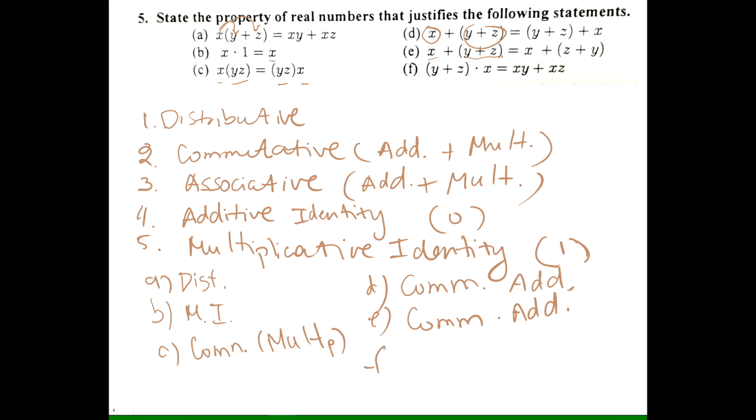In part F, here I see I have multiplication and addition, and I see the result. We have distributed x across y plus c, so this would be the distributive property.